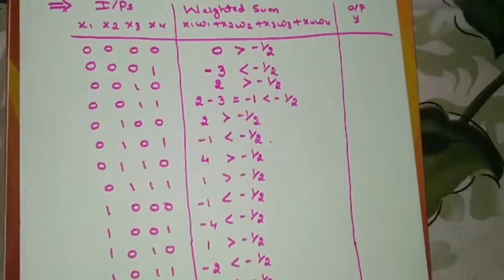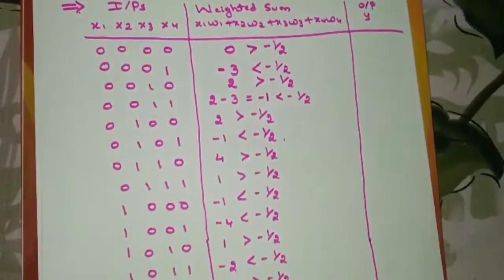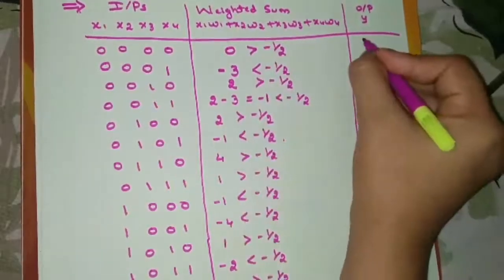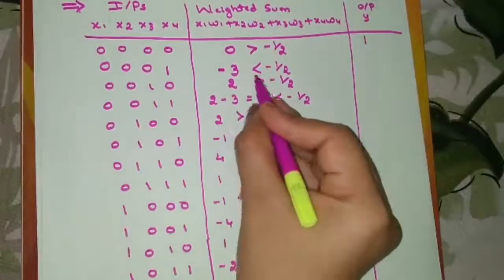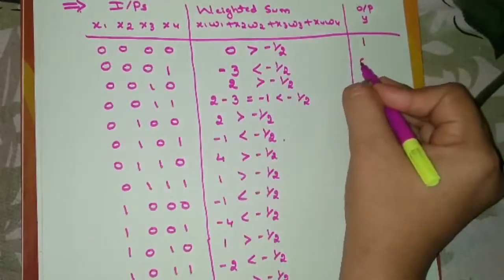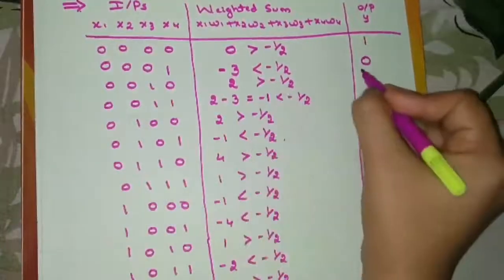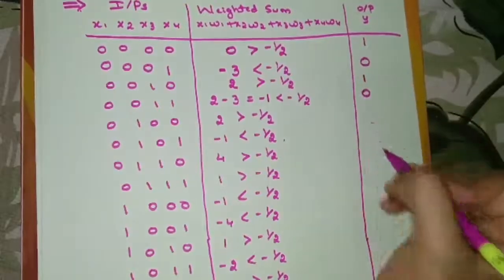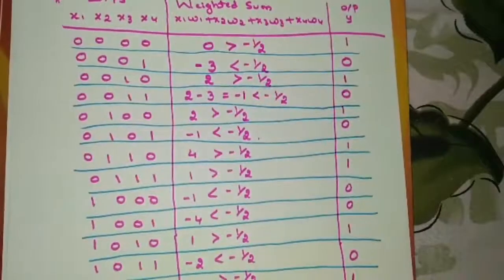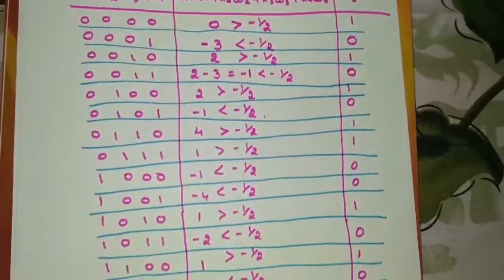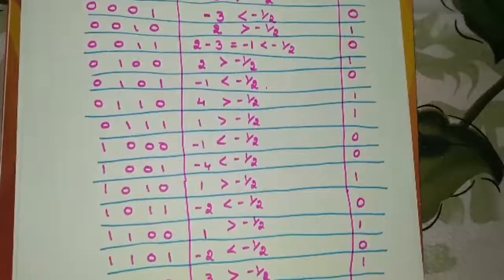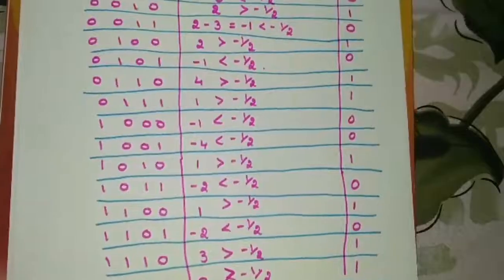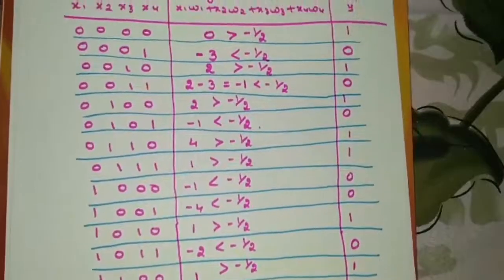Now we need to consider the input output relationship. If the weighted sum is greater than the threshold value, then the output is 1. If it is lesser than the threshold value, then the output is 0. It is greater, so 1. It is lesser than threshold, it is 0. Just complete the whole column. I have completed the whole column and drawn the horizontal lines so that you can distinguish. I hope you're able to see the output. Just cross check with your answers.